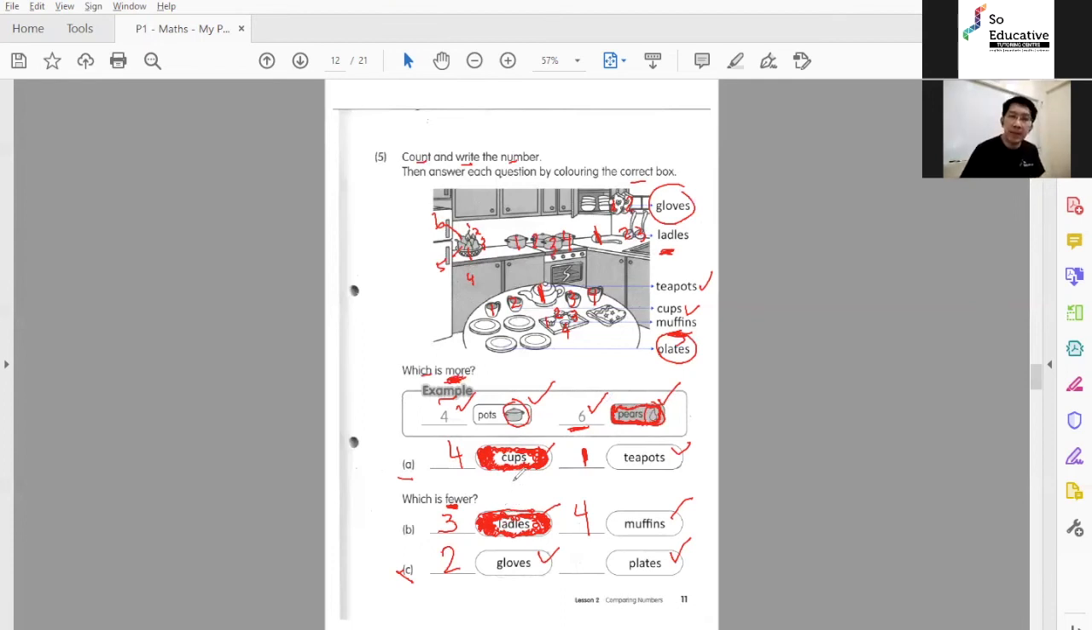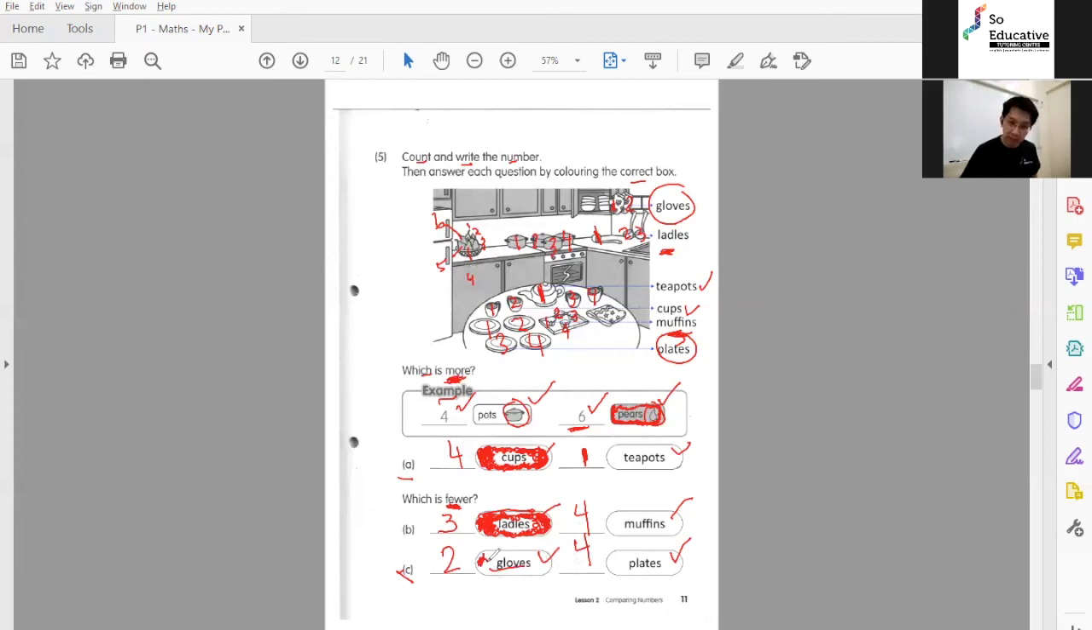So what about plates? How many plates are there? Let's take a look at the plates on the table. How many plates are there on the table? 1, 2, 3, 4. So there are 4 plates on the table. So the question is asking us, which is fewer? Fewer means smaller number. Which is fewer? So there are fewer gloves, smaller number. There are fewer gloves than plates.